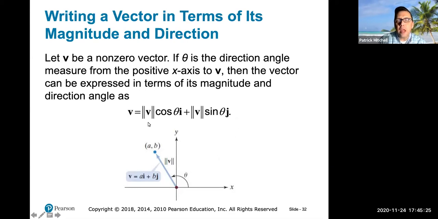All right. And this is important because sometimes we have an example actually coming right up here. We're going to be given the magnitude and the direction of a vector, and we need to write its components.